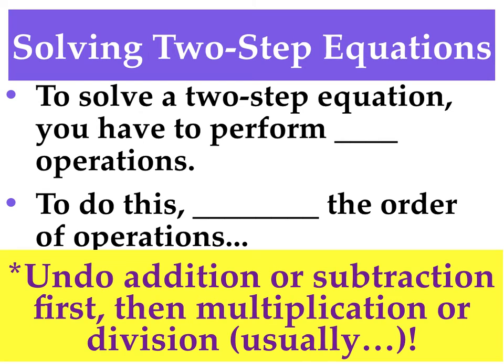Those were basic one-step equations to talk about the properties of equality. Now we're going to talk about solving two-step equations. To solve a two-step equation, you have to perform two operations. To do this, we are going to reverse the order of operations.